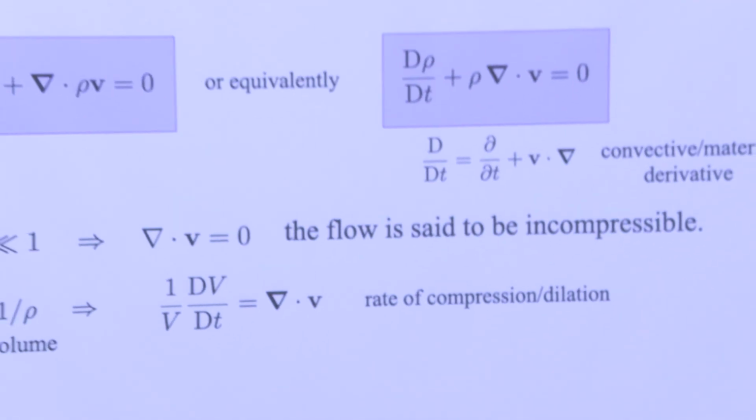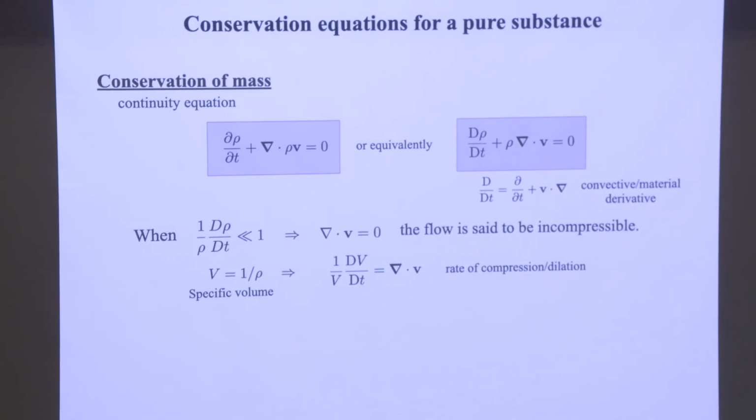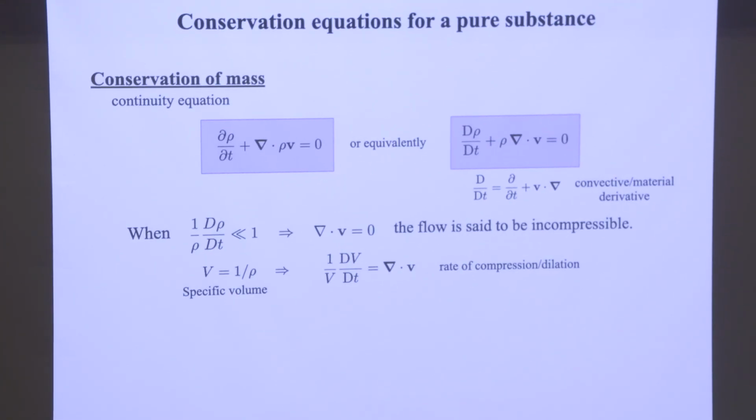Just a few comments. When the time rate of change of the density of a particle is relatively small, as indicated there, then essentially the second term is equal to 0, or the divergence of V equal to 0. We refer to that as an incompressible fluid. Essentially, the reciprocal of the density is the specific volume, so the divergence of V is the rate of compression or expansion of a fluid particle.